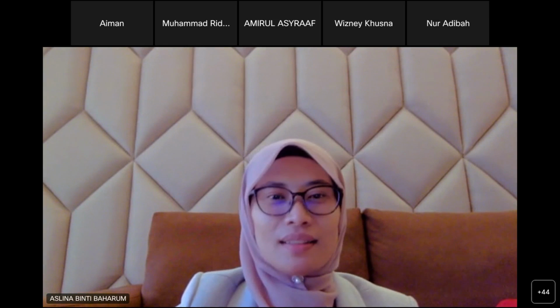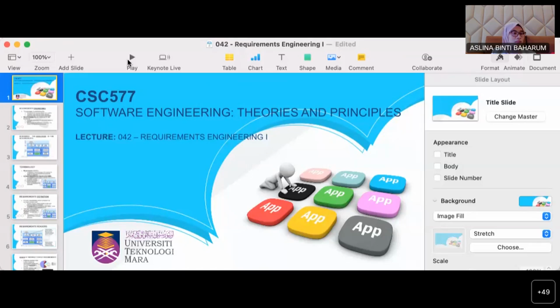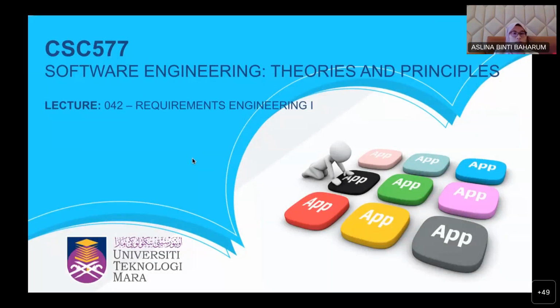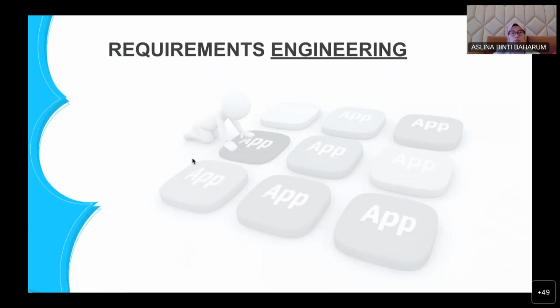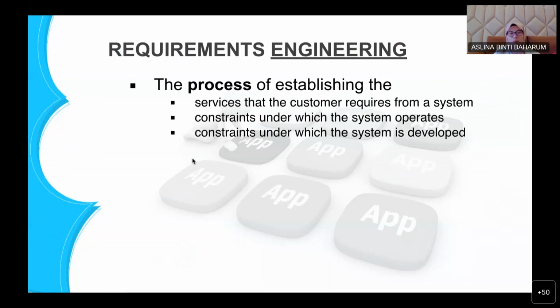This is the second part, on requirement engineering itself. Bigger first. Right. So, requirement engineering. When we talk about engineering, it is the process established for the service, for the customer requirement, and then talking about the constraints on how the system operates and is developed. So engineering is a process actually.